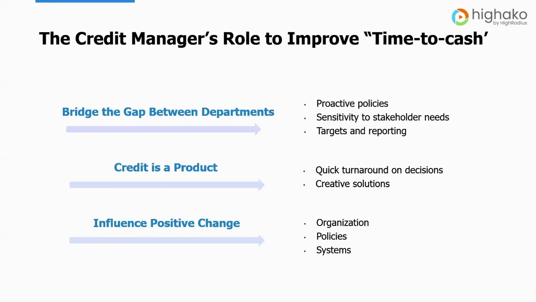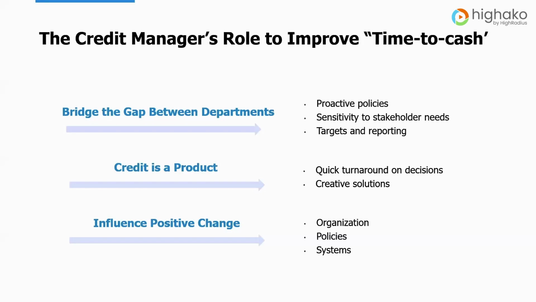Credit is really a product when you think about it. An inventory is sitting in the warehouse. The quicker a credit decision can be made, either a credit decision is just made, or maybe there's some need for some security or a guarantee to make that sale possible. The faster those decisions can be made, the faster the inventory turns from a payable into a receivable and ultimately cash.